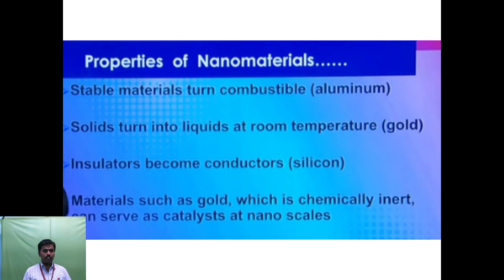Another famous example is gold. Solid gold is bright yellow in color. At the nano scale it turns into a liquid at room temperature, and the color of the gold is changed in nano size. Some insulator substances become conducting substances. So materials such as gold, which is chemically inert, serve as a catalyst at the nano scale.